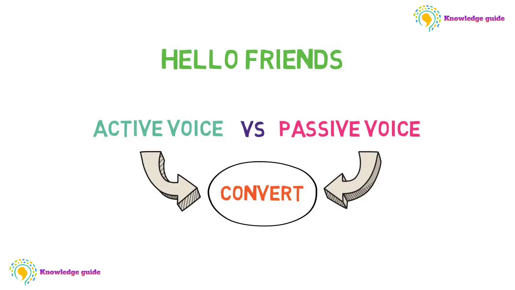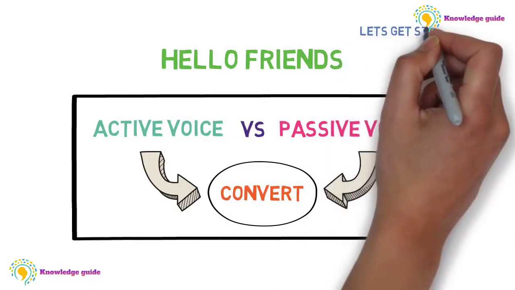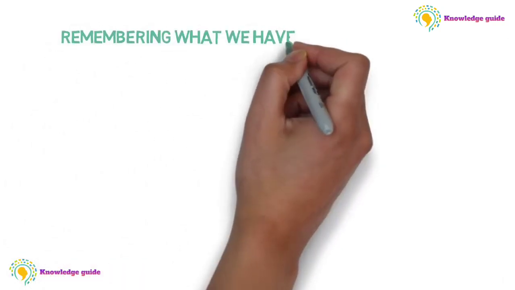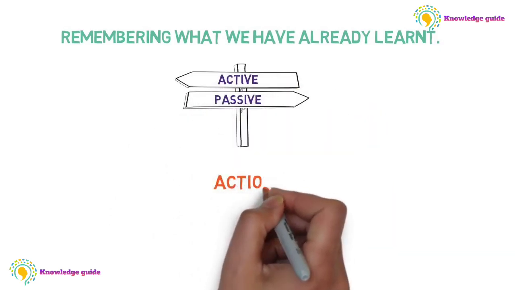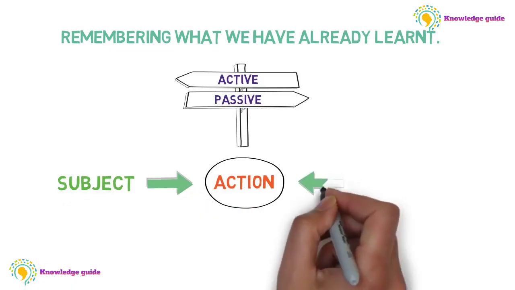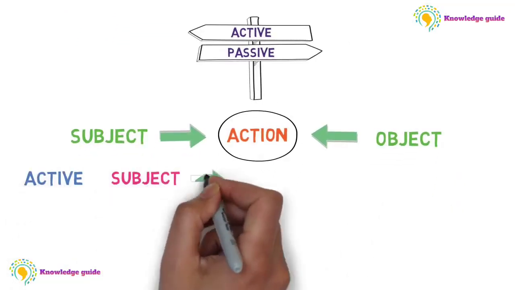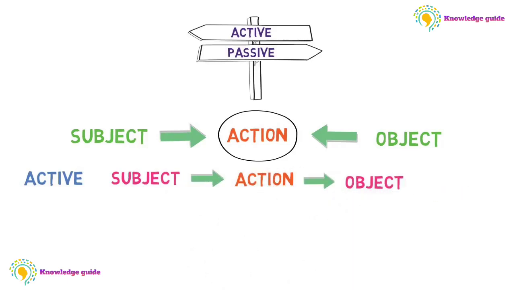But please watch the video till the end to get all the information about active and passive voice and its conversion. Now before going to the main chapter, let us remember whatever we have learned in the previous videos. We have two ways to change active and passive voice of the action with relation to the subject and to the object. So active voice is: subject does the action and object receives the action.